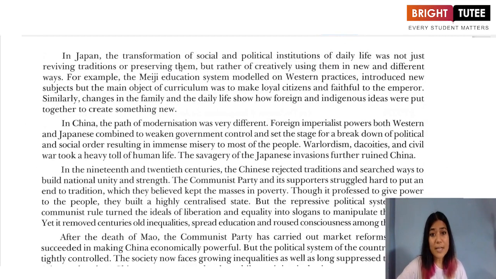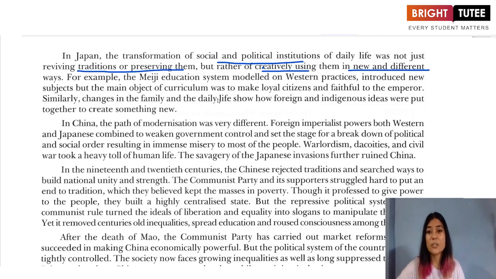Now, the transformation of social and political institutions in Japan was not just about reviving or bringing back the old traditions and preserving them. But what was unique about Japan was that they used their old traditions and techniques in a creative way, in a new and different way. For example, the Meiji education is a very good example here.